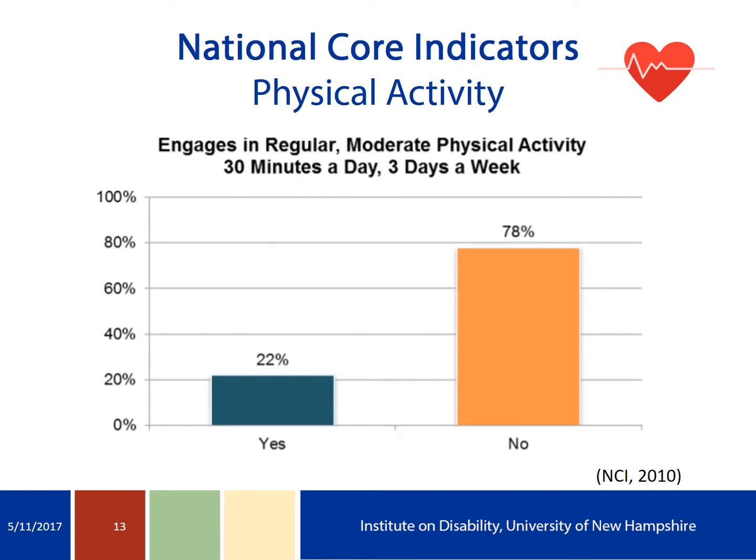This slide shows a different data source. National Core Indicators is collected in 46 states in the U.S. from people who receive some type of developmental disability services. What we see here is that only 22% of people who receive DD services say that they engage in regular physical activity at least 30 minutes a day, at least 3 times a week.